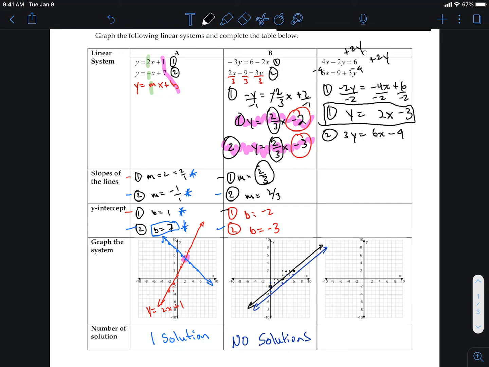So in this one, divide everything by 3. And the equation becomes y equals 2x minus 3. Surprise, surprise, they're the same line. What does that mean? They're the same line. How many solutions do you get?